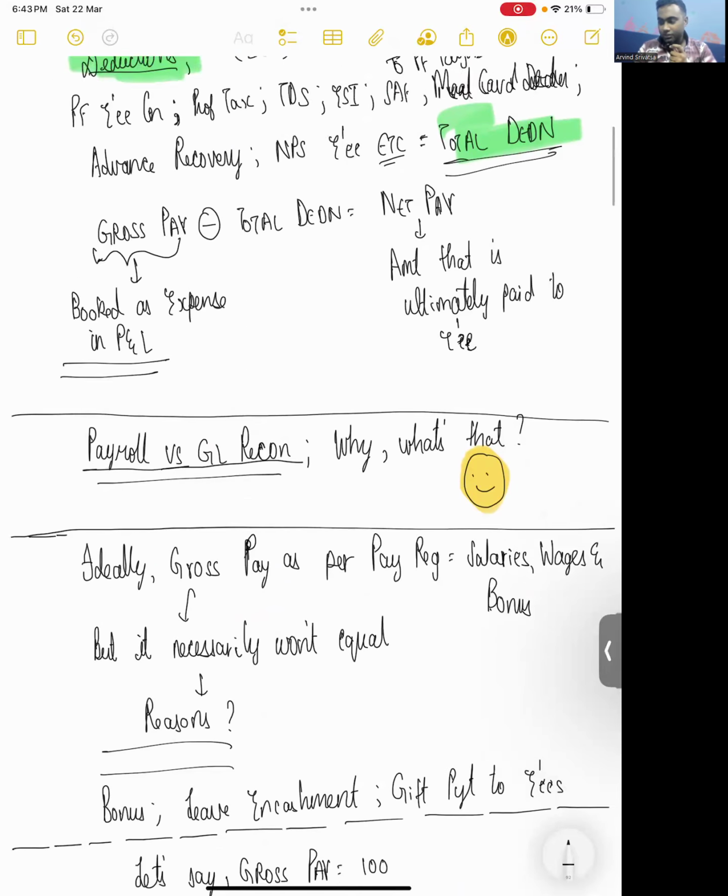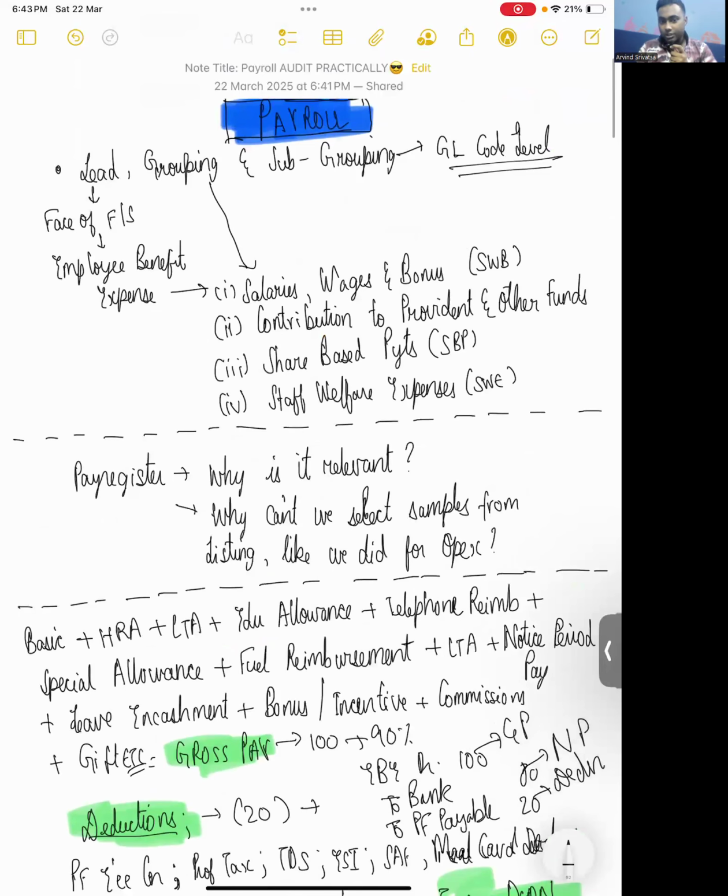Like we have to, as I told you, since 90% of what is there as gross pay in the pay register will go to salaries, wages, and bonus, we need to ensure whether the total of salaries, wages, and bonus is perfectly matching with the gross pay as per the pay register. But it might not match. There are certain reconciling items or reasons due to which it might not match. This is again similar to your BRS. Like you need to reconcile it.